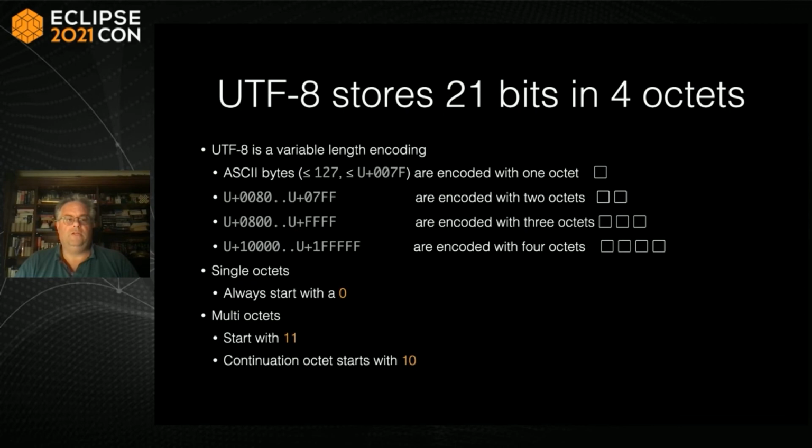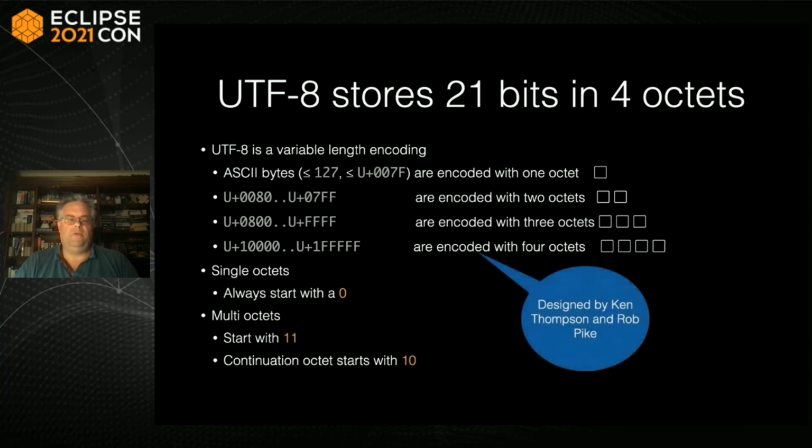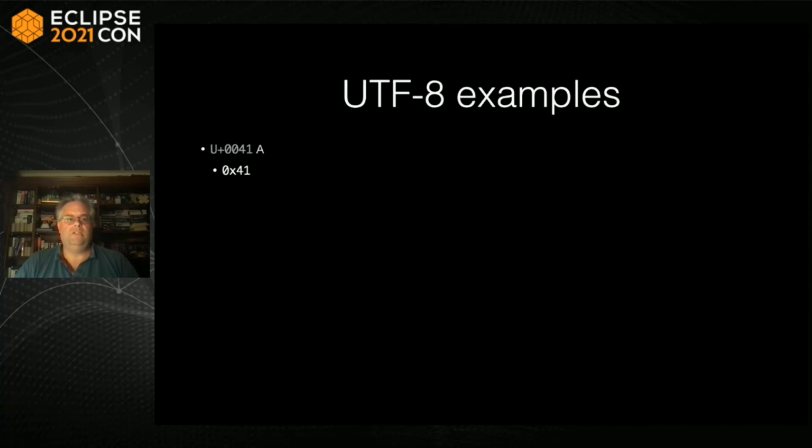Multiple octets always start with 1, 1, and then continuation octets start with a 1, 0. And this is something that a couple of people that you might have heard of, Ken Thompson and Rob Pike, created as part of the discussions on Unicode. So what does some of this look like then?